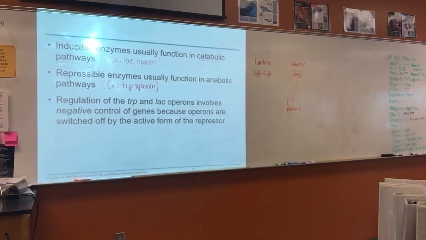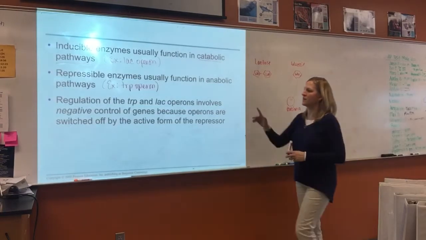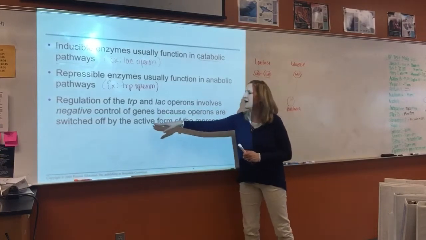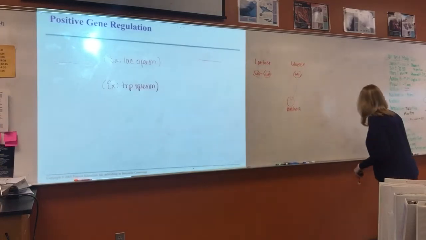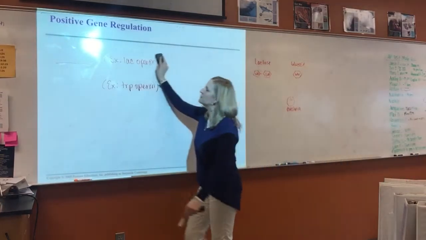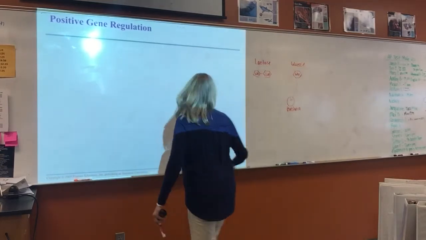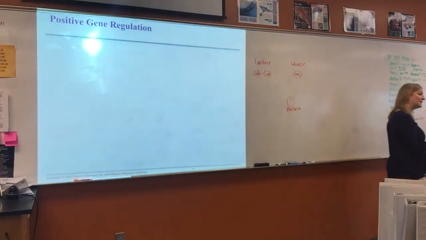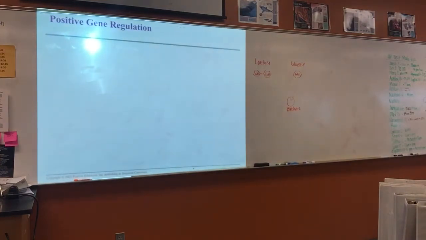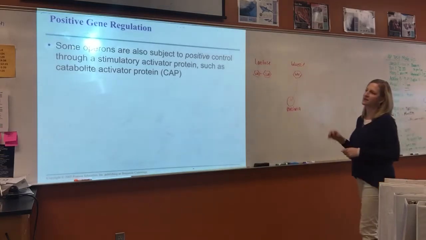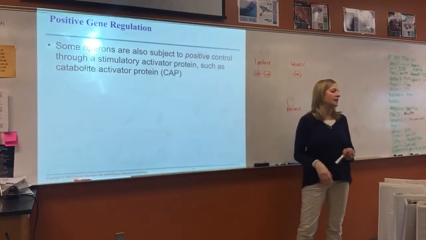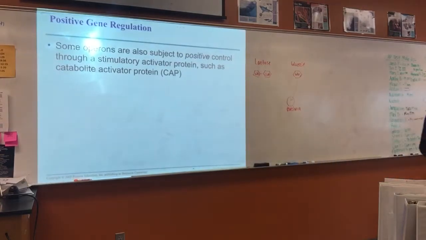We're going to learn now that for the Lac Operon to be turned off or on, you have to have an inactive repressor, so it can't bind to the operator, but you also have to have what's called an activator. So when a repressor is active, it represses or turns off the gene. We're going to learn about an activator. So some operons need an activator to turn on a gene. So this is called positive gene regulation. Some operons are also subject to positive control through a stimulatory activator protein such as catabolite activator protein. We're going to call it CAP.